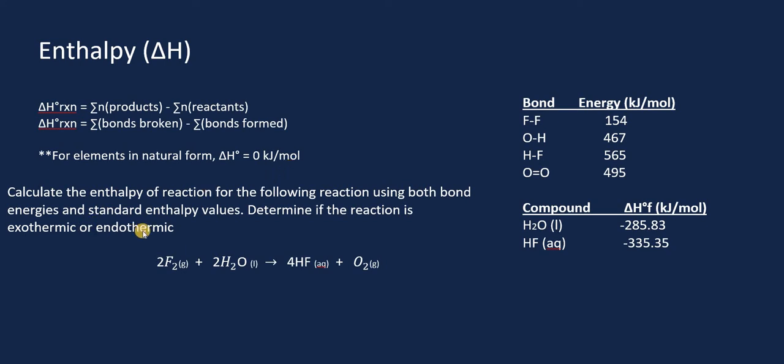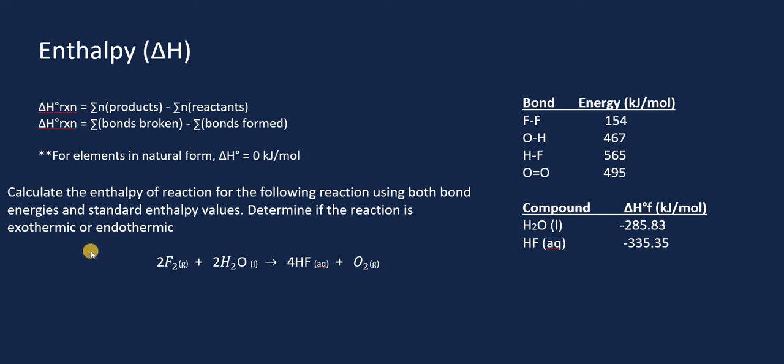So here we have an example question. Calculate the enthalpy of a reaction for the following reaction using both bond energies and standard enthalpy values. So we're going to use both methods to calculate the enthalpy of reaction here. And then we're going to use our value for delta H to determine whether the reaction is exothermic or endothermic.